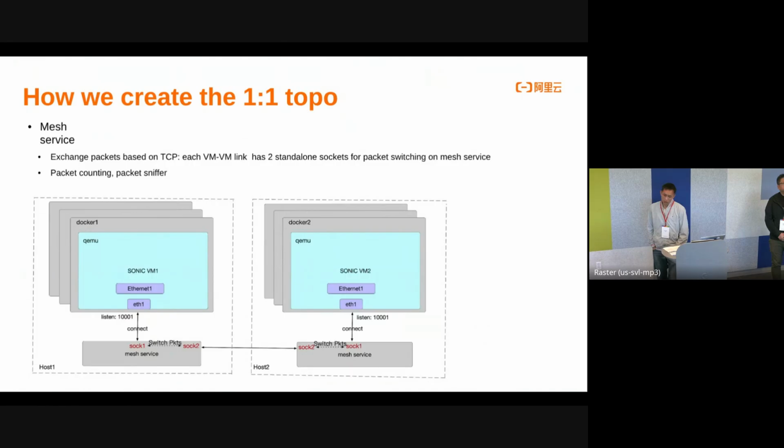This diagram shows the inner details of how our VM-to-VM link is connected. Generally speaking, on each host we have a mesh service that is used to switch packets. On the mesh service, each VM-to-VM link will have two standalone sockets that are used for switching packets on the specific link.